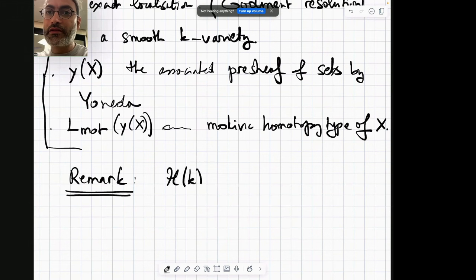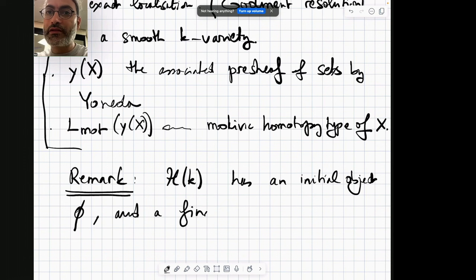So let's remark that this category H of k has two obvious objects. It has an initial object called empty, and this is because it's actually the empty sheaf. So for every non-empty X, it evaluates to the empty topological space. That's one obvious object, but there's also the final object, denoted by star, and this is the sheaf which gives you the contractible space star as value on any k-variety.